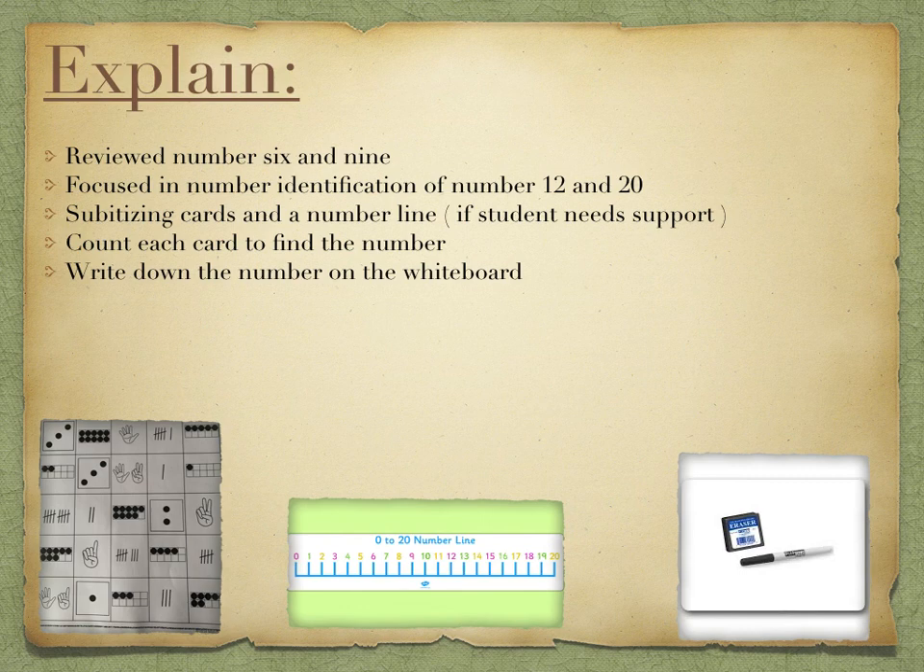Then from there, we did practice other numbers besides 12 and 20. I wanted to just get some reinforcement and practice of other numbers, but we really wanted to make sure he understood what number 12 looked like in multiple ways, what number 20 looked like in multiple ways, and just being able to practice writing it as well.